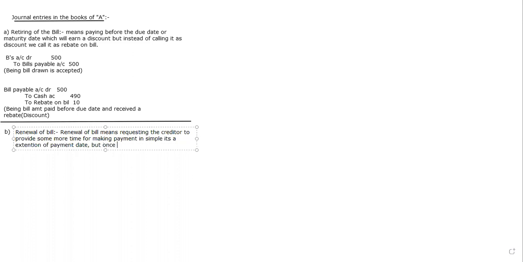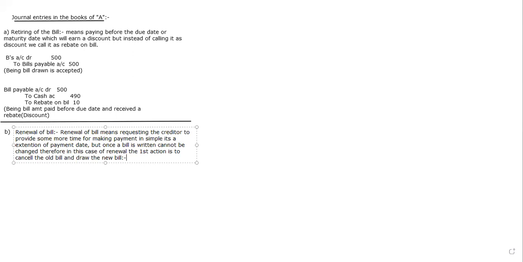But once a bill is written, it cannot be changed. Therefore, in this case of renewal, the first action is to cancel the old bill and draw the new bill. Got understood? So what is meant by renewal of bill?